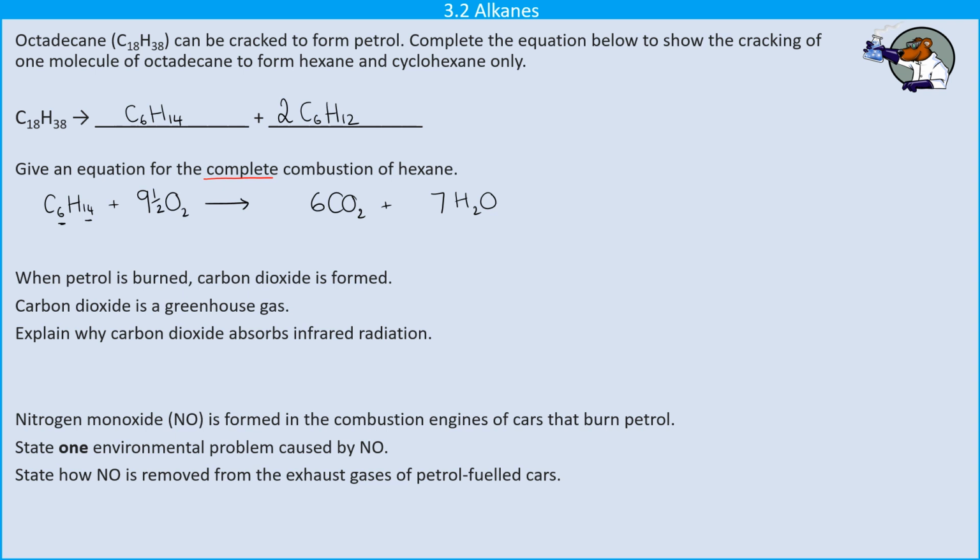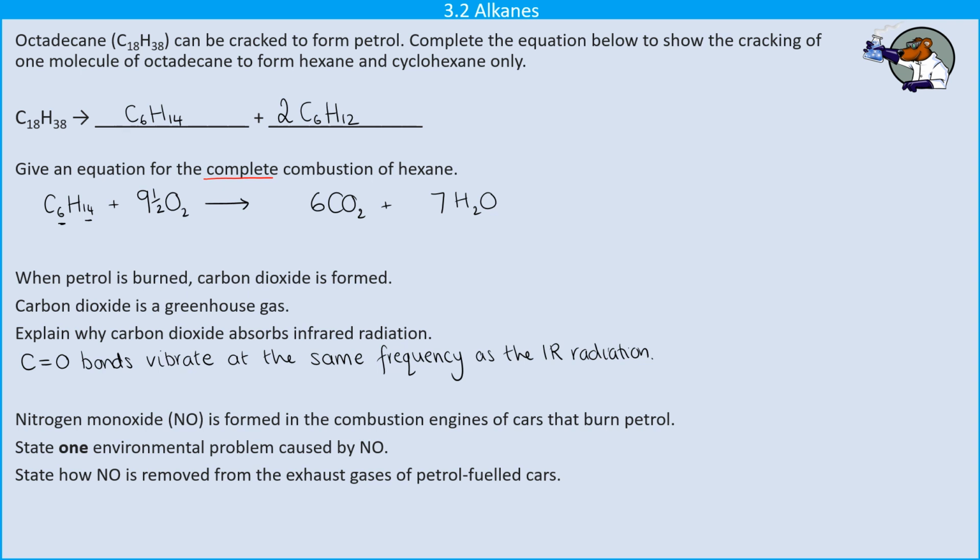In this question they haven't specifically said anything about it being a single mole of hexane, so you could double this all up and have 2 hexane and 19 oxygen and 12 carbon dioxide and 14 water, and that would still be creditworthy. When petrol's burned, carbon dioxide is formed. Carbon dioxide is a greenhouse gas. Explain why carbon dioxide absorbs infrared radiation. So this is about the fact that these carbon-oxygen bonds are vibrating at the same frequency as the infrared radiation.